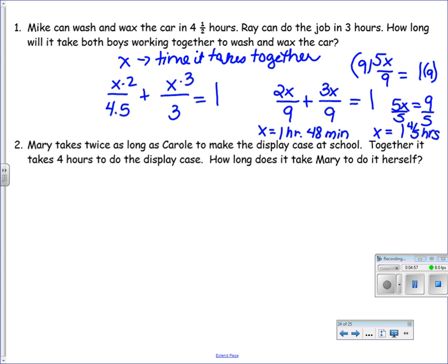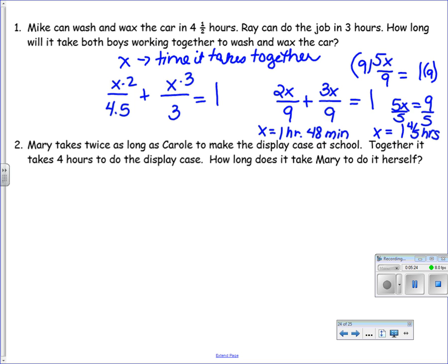Now this next one's kind of different than the first one. It has the same mapping to it, but the only thing that's a little different is this time we know how long it takes for them to work together. So we know that Mary takes twice as long as Carol does to make a display case at school. Then together it's going to take 4 hours for them to do the display case. So we need to figure out how long it takes Mary to do it herself.